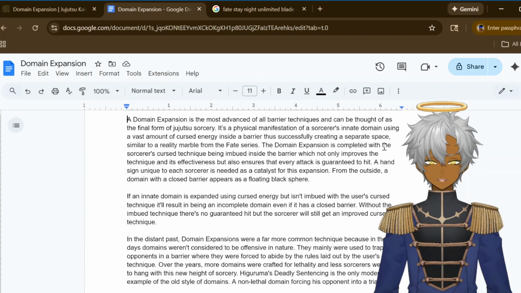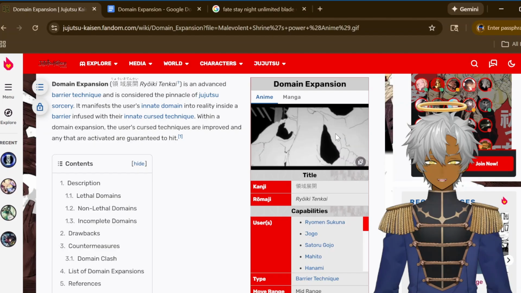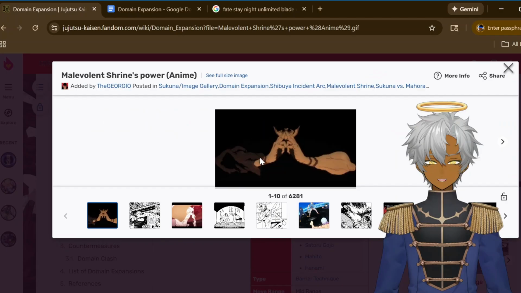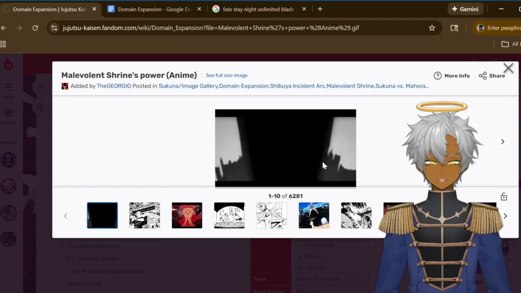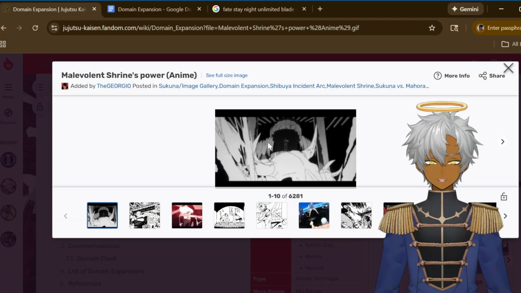So the domain is completed when the sorcerer's curse technique is imbued inside the barrier, which not only improves the technique and its effectiveness, but also ensures that every attack is guaranteed to hit. Essentially, the sorcerer can apply their technique to their domain. And when they do this, their technique is not only stronger and far more effective, but it also cannot miss its target. We are going to talk about countermeasures later on for things like this, but for now, that's just the idea.